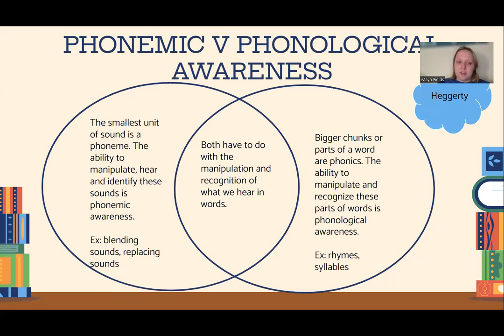Next, I'm going to go into phonemic and phonological awareness and how these are different and similar. The smallest unit of sound is a phoneme. The ability to manipulate, hear, and identify these sounds is phonemic awareness. This can be blending sounds, replacing sounds, any of that. Bigger chunks or parts of a word are phonics. The ability to manipulate and recognize these as parts of words is phonological awareness, which can be rhymes and syllables. Both of these have to do with the manipulation and recognition of what we hear in words.